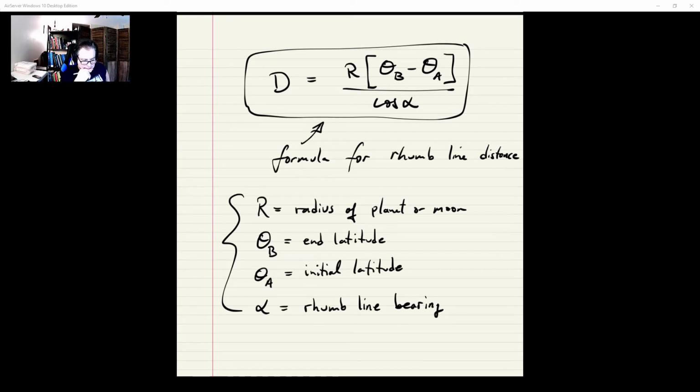Pretty simple. It's just the radius of the planet or moon multiplied by the difference in latitudes between the starting and ending point and divided by the cosine of the Rhumb line bearing. Interesting how it works out that way. All right, I put that into Excel for several different points navigating around the Mun. Let's do that. It's pretty fun.